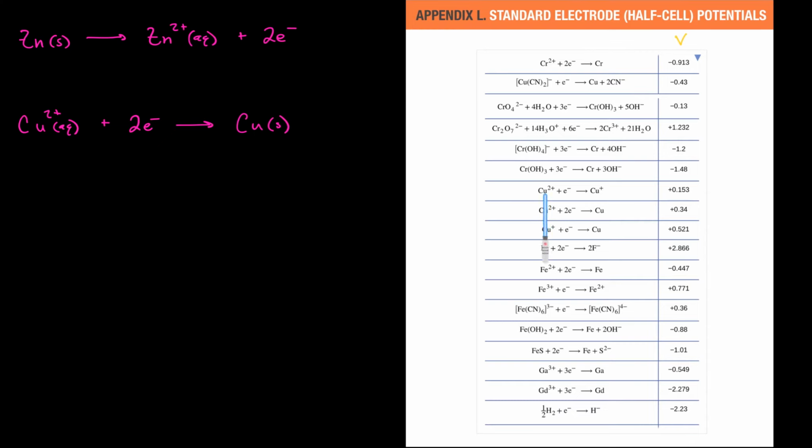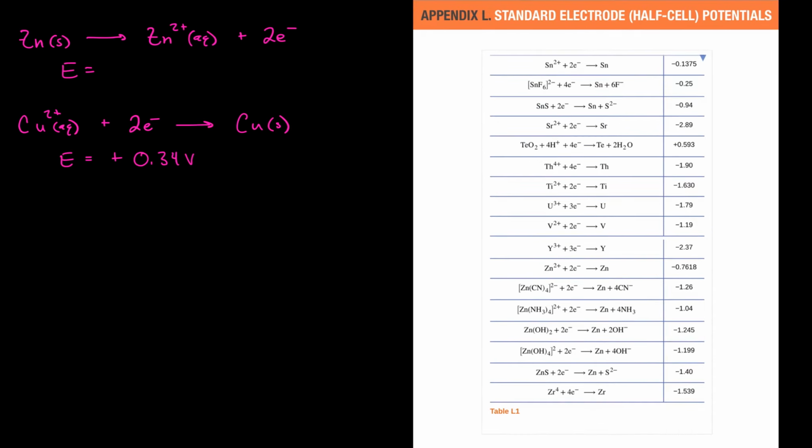This top one is copper 2 plus and 1 electron going to copper plus. That's not what we want. The bottom one is copper plus with a +1 charge, adding an electron going to solid copper. Again, not what we want. This is the one that we want right here in the middle, which contains copper 2 plus going to copper solid. So we're going to write down this voltage, and it is positive 0.34 volts.